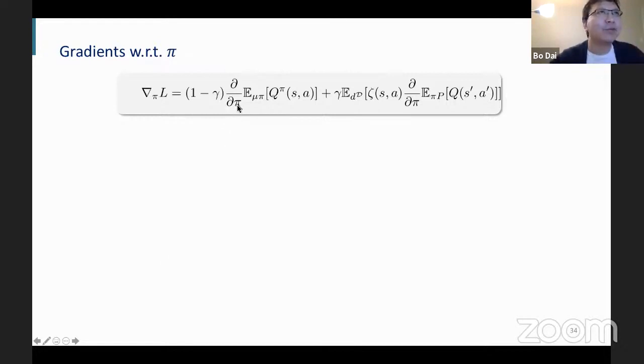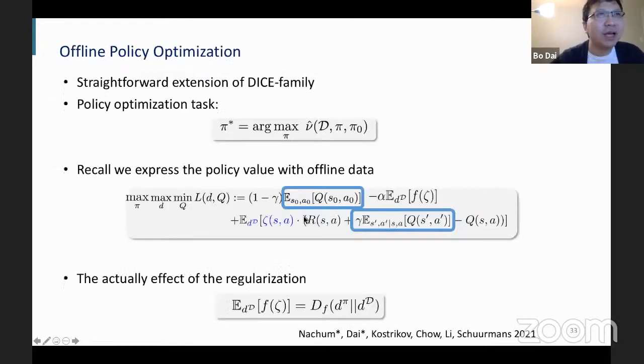We take a gradient with respect to pi, and let's see where pi shows up. Actually, it shows up in this box and also in this box, because this A0 is sampled from pi, and this A prime is also sampled from pi. And the rest of the components in this objective function are independent of pi. They depend on d and zeta, but not on pi.